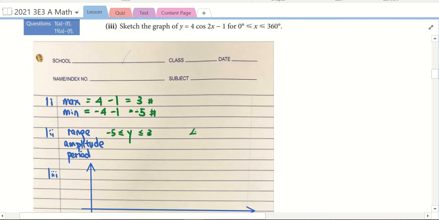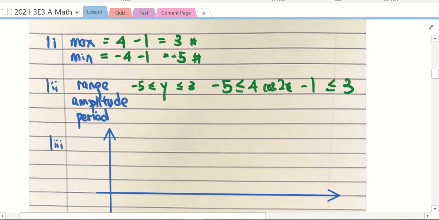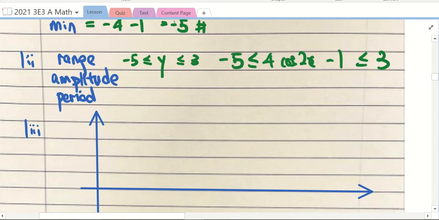You want to write the whole equation also can, but a bit more troublesome. You want to write 4 cosine 2x minus 1, you can do so as well. Can? Okay, but we got the answer from Wei Hang just now. Wei Hang, what is our amplitude? 4. So please write down 4.